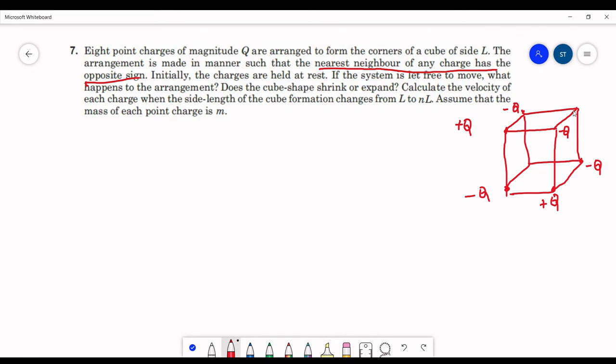Minus q, minus q, minus q. Here this will be plus q. Similarly minus q, minus q, minus q. Here this will be plus q. Side length is given as L. So this is the arrangement.